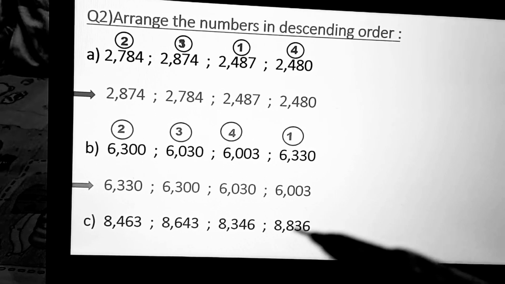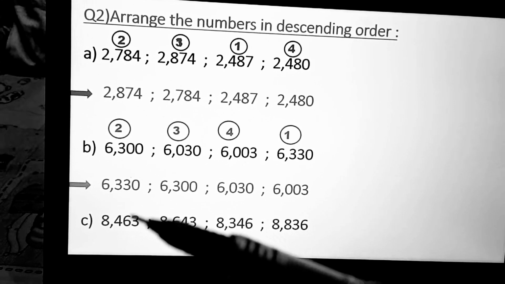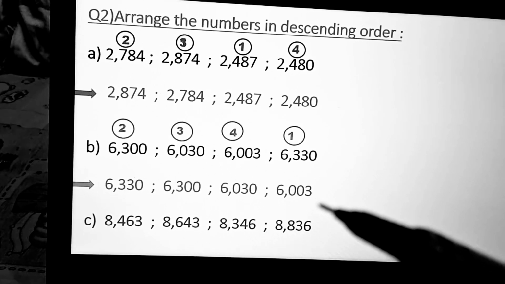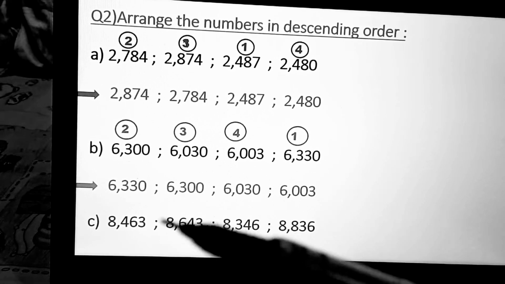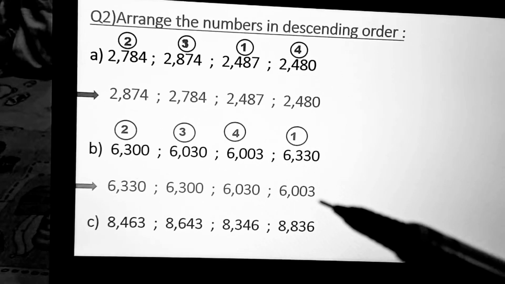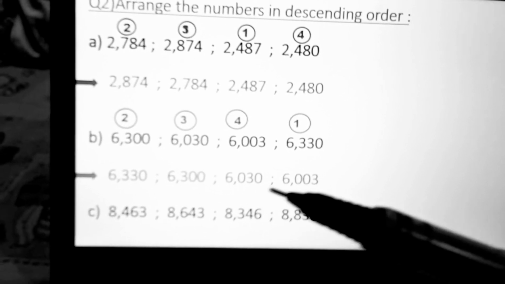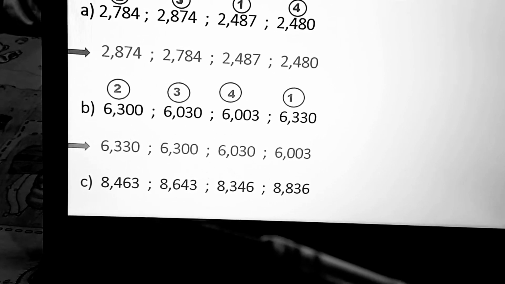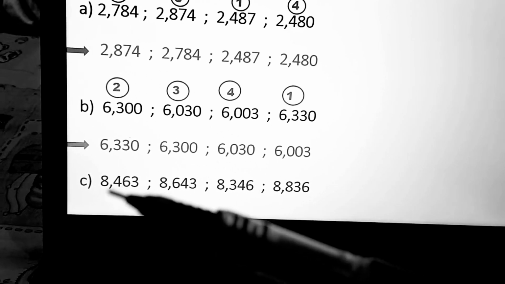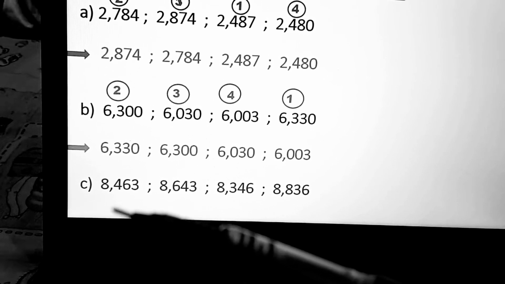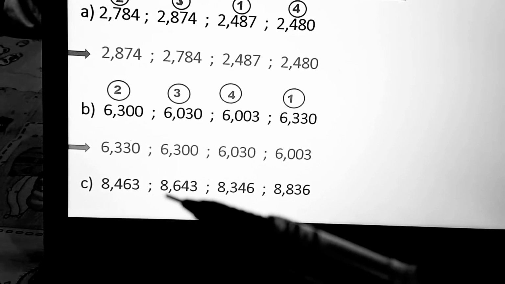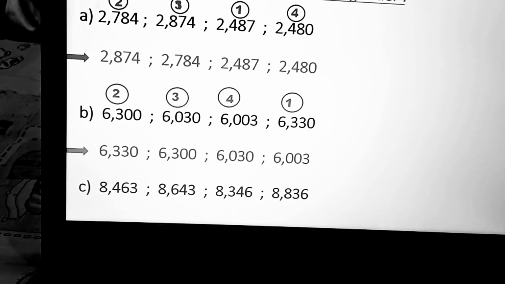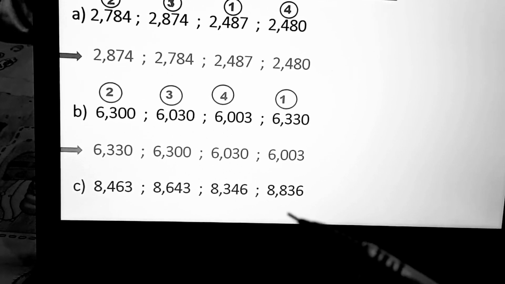So you can see children, we are getting the greatest number first and writing the greatest number and then next greatest number and at last the smallest one is here. So from greatest to smallest we are arranging from greatest number to the smallest number. Now move to the last question number C children. Here again these are the 4-digit numbers children. So compare with the digit at the extreme left hand side 8, 8, 8, 8. Same? Now next digit that is 4, 6, 3 and 8.